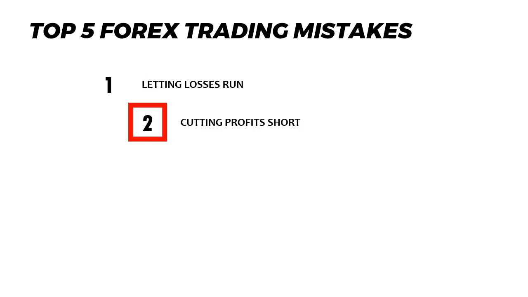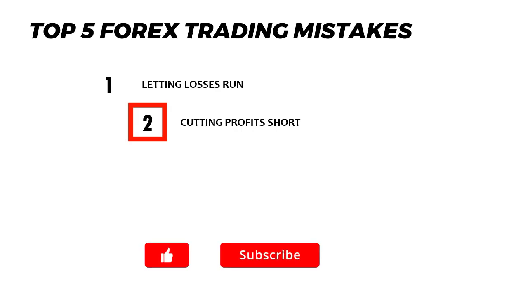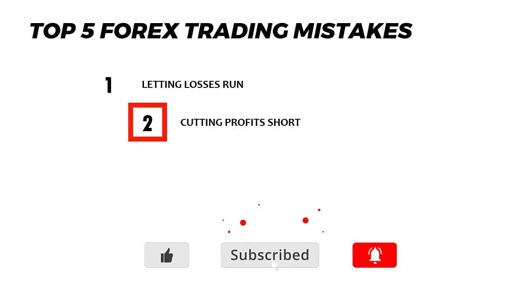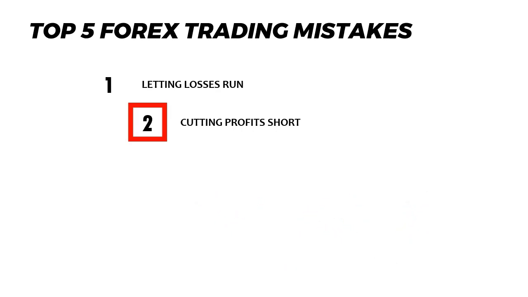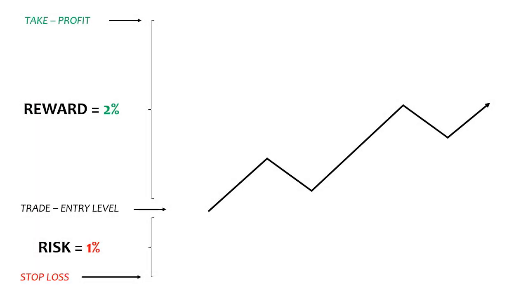Cutting profits short is another deadly beginner forex trading mistake you'll need to avoid at all costs. If you've been trading for a while, I'm pretty sure you must have heard pro traders saying you should always trade with a favorable risk to reward ratio if you would like to make money online through forex trading. You know, basic stuff like risk 1% of your forex trading account's capital, while aiming for something like a 2% return on investment if or when a trade you take ends up being a winner.